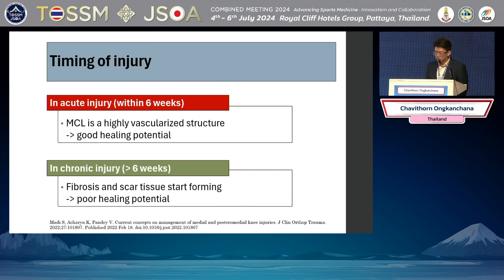Conservative treatment's goal is to let the MCL, which has abundant blood supply, heal itself. However, we should know that the environment for self-healing does not stay forever. After about 6 weeks, the forming of fibrosis and scar tissue will start to interfere with the healing potential of the MCL. Therefore, the optimal timing for treatment should be within 6 weeks after the injury.